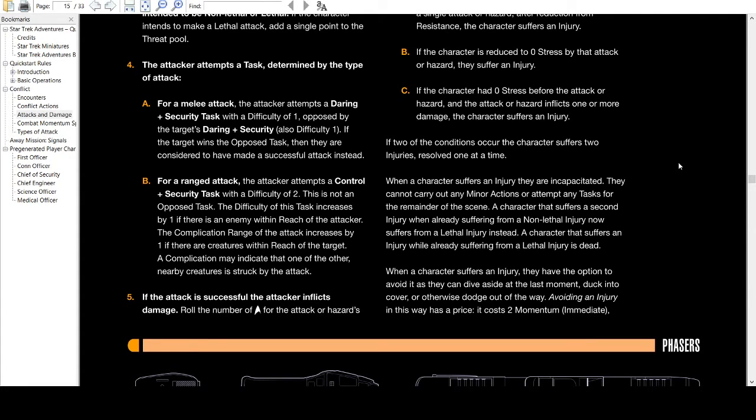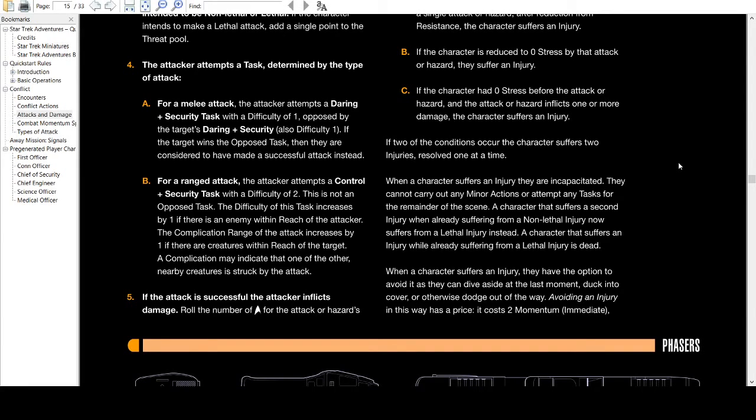When a character suffers an injury, they are incapacitated. They cannot carry out any minor actions or attempt any task for the remainder of the scene. A character that suffers a second injury when already suffering from a non-lethal injury now suffers a lethal injury instead. A character that suffers an injury while already suffering from a lethal injury is dead.